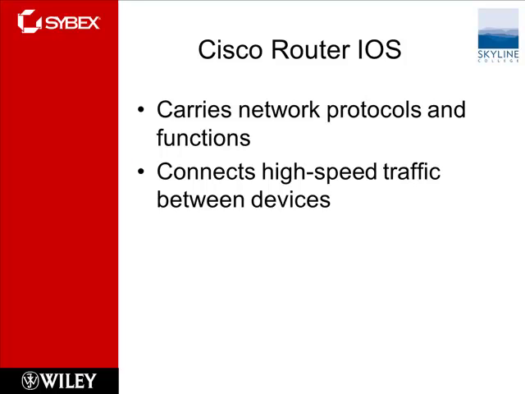Connects high-speed traffic between devices. And high speed is a matter of perception, I guess, now. We can use in these things serial connections, which are not necessarily going to be really high speed. We can use Ethernet connections. We can use fiber connections. Lots of different things, because the fiber could be either Ethernet or serial. So a number of different things that we can do.